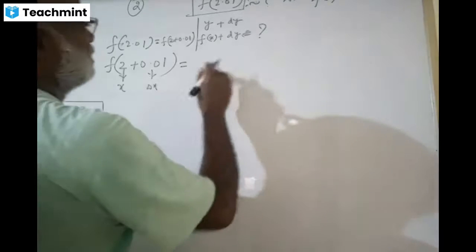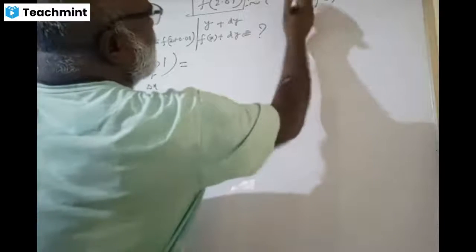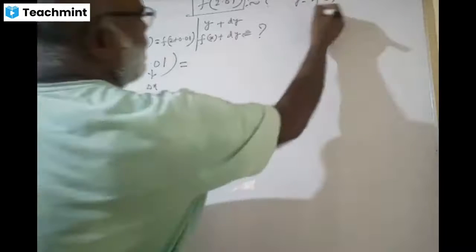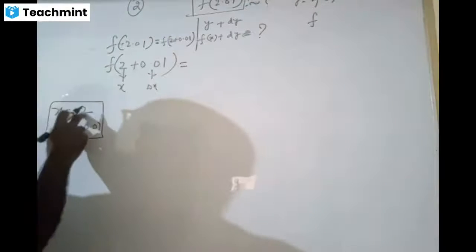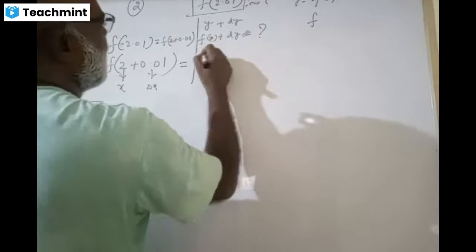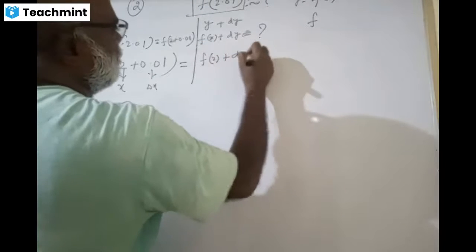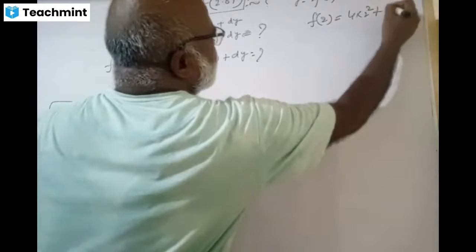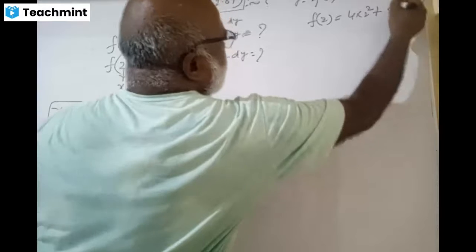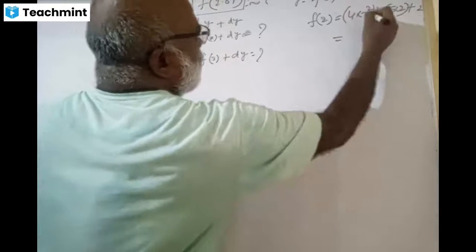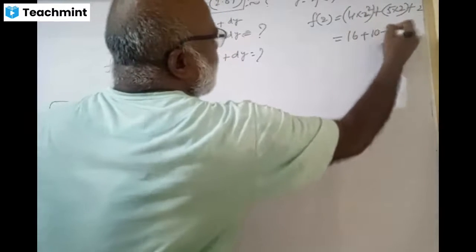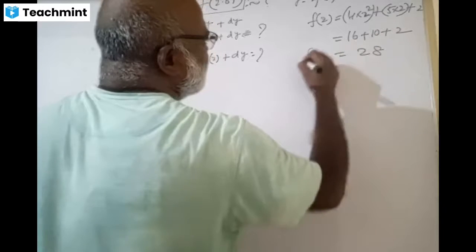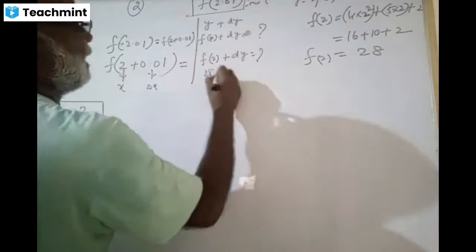Number 2, this f of x is y equal to f of x. When x equals 2, you want to find f of 2 plus dy. What is f of 2? Put here 4 into 2 squared plus 5 into 2 plus 2. 2 squared is 4, 4 fours are 16, plus 10 plus 2, that is 28. So f of 2 is 28, plus dy.